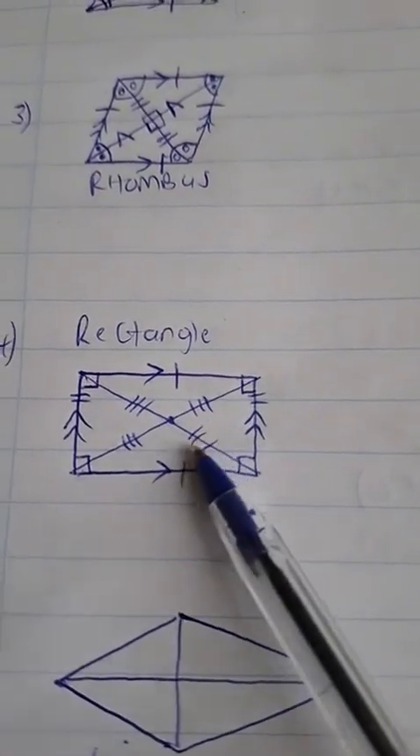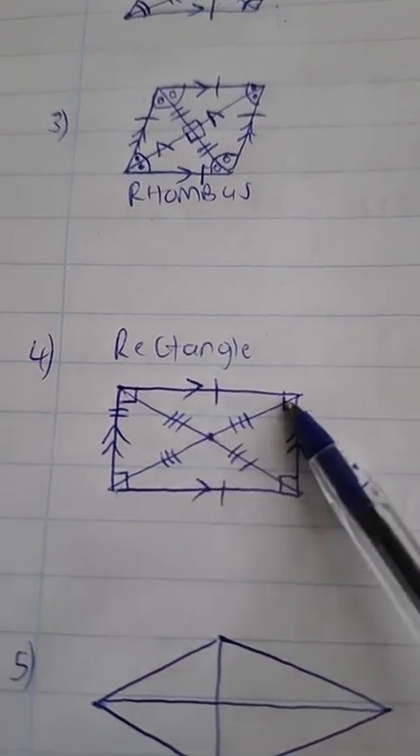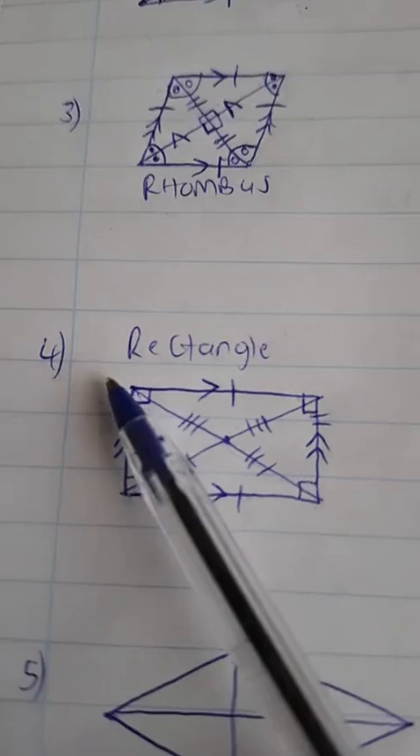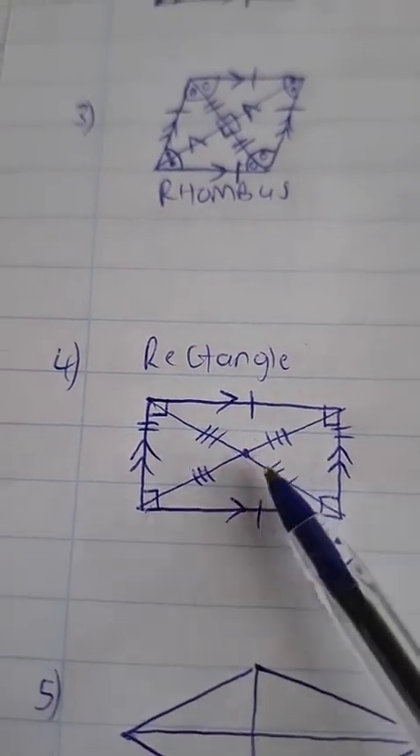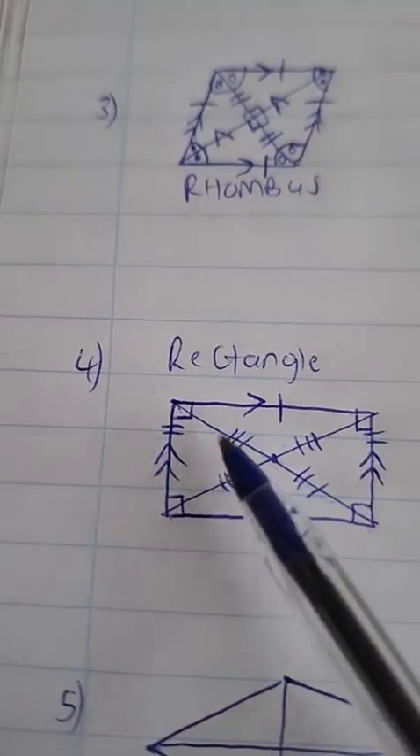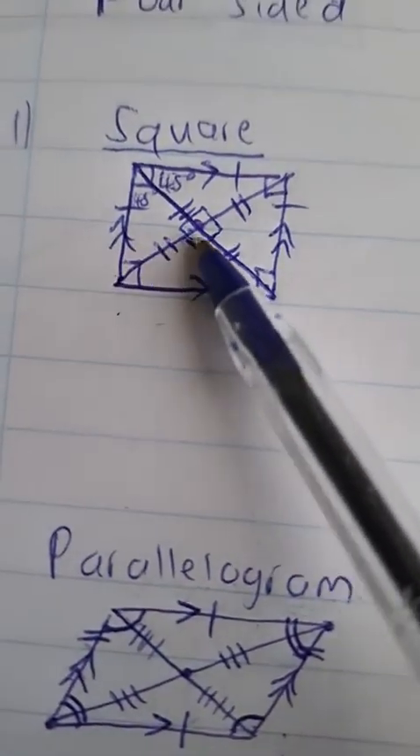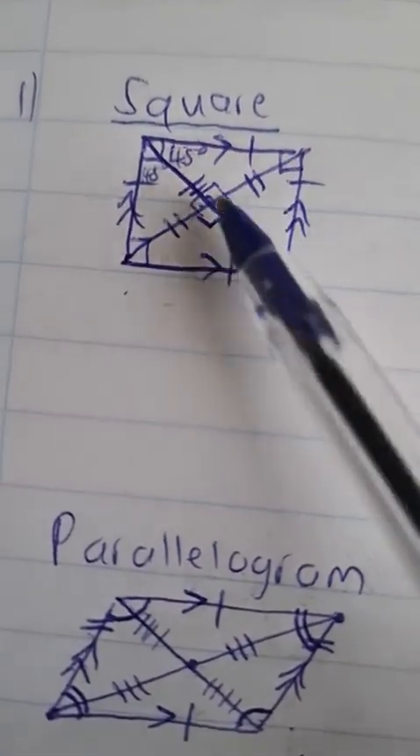And a rectangle as well has the same phenomena. The distance from here to there will be the same distance from here to there, which will be the same distance from here to there, and the same distance from there to there. That's why you see 1, 2, 3 marked on each, because these are all equal in the same way. In a square, same thing. 1, 2, 1, 2. They are equal in the same way.